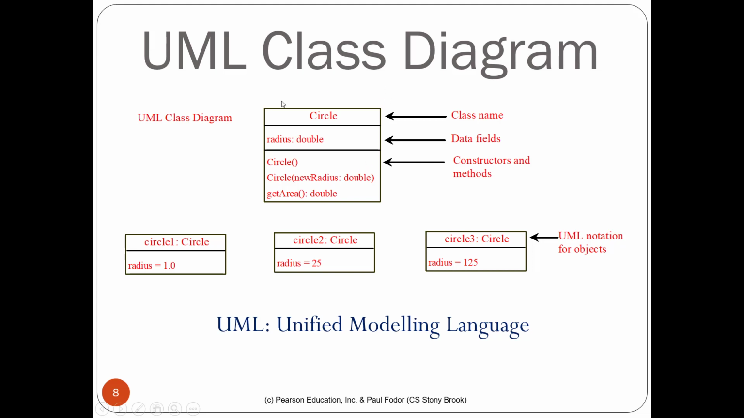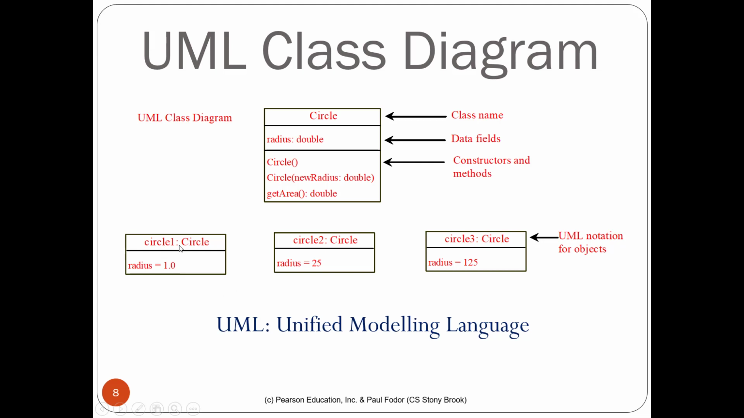All right, so this is all about our very simple class Circle. We have a UML right here. I hope you understood what UML is. At the top we have the UML for the class Circle. You can also have the UML for objects. The left UML is for the circle1 object. The second UML is for the circle2 object. The third UML is for the circle3 object.